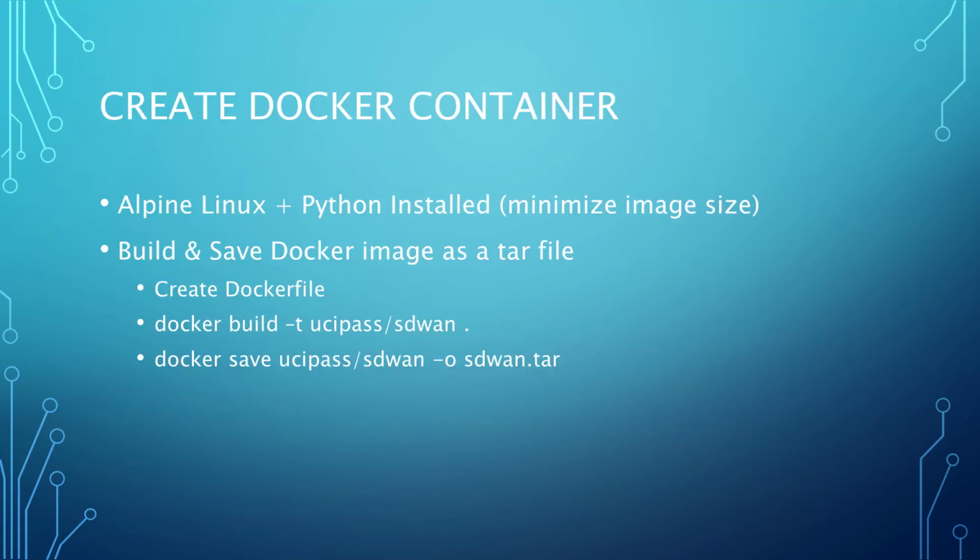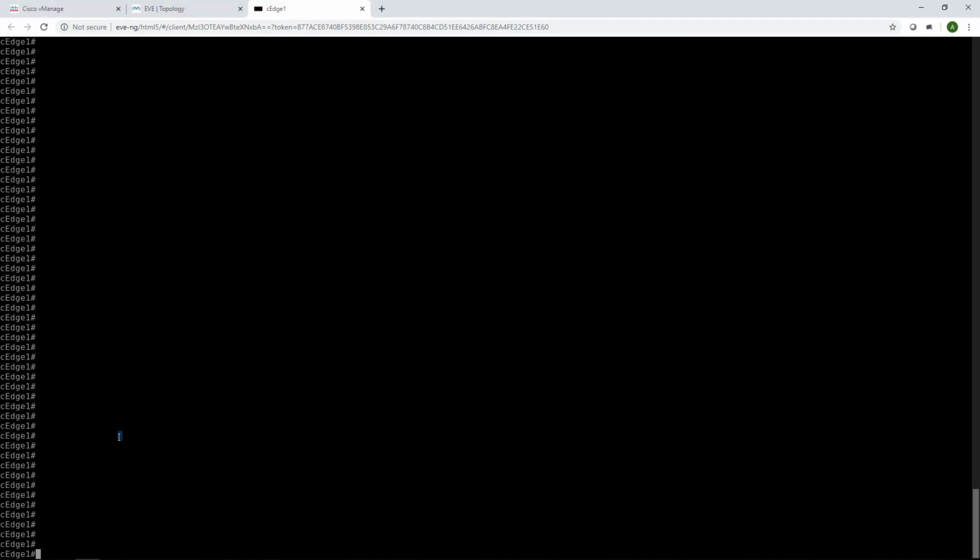The Docker container used for this demo is based on Alpine Linux with Python installed to minimize the image size. It consists of the actual Python script and Dockerfile. Once you have that, you can create a tar file that's going to be copied over to the SD-WAN router. Once the tar file is on the SD-WAN router, you have to install it, then activate it and start the Docker container.